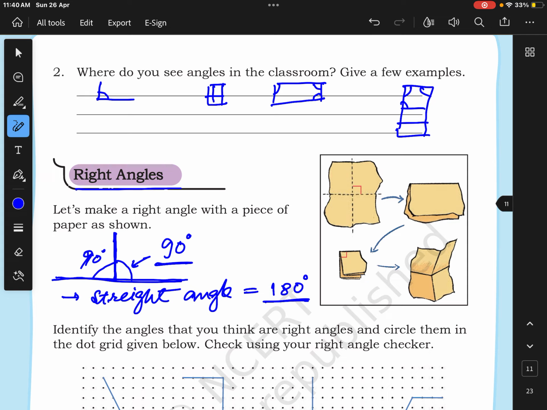Okay. So, for example, one example is given here. You have a piece of paper. You fold this paper horizontally once, and then you fold it vertically once. Then again you open it. Horizontally is the first step, this is the second step. Then when you open it, you will find one right angle here, another right angle here, another here, and another here.